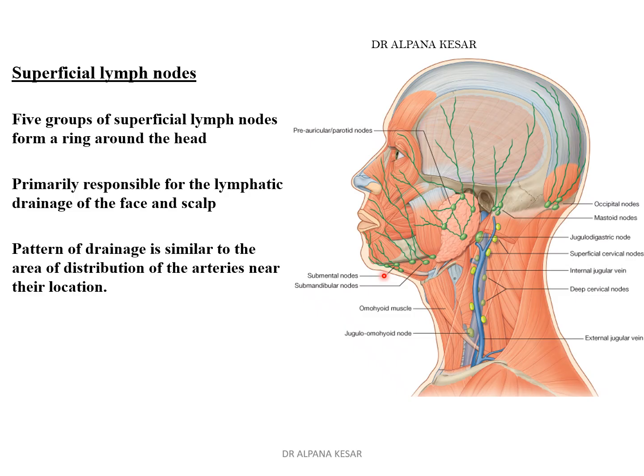These 5 groups of lymph nodes are responsible for lymphatic drainage from the face and the scalp. The pattern of drainage is similar to the area of distribution of the arteries near the location.